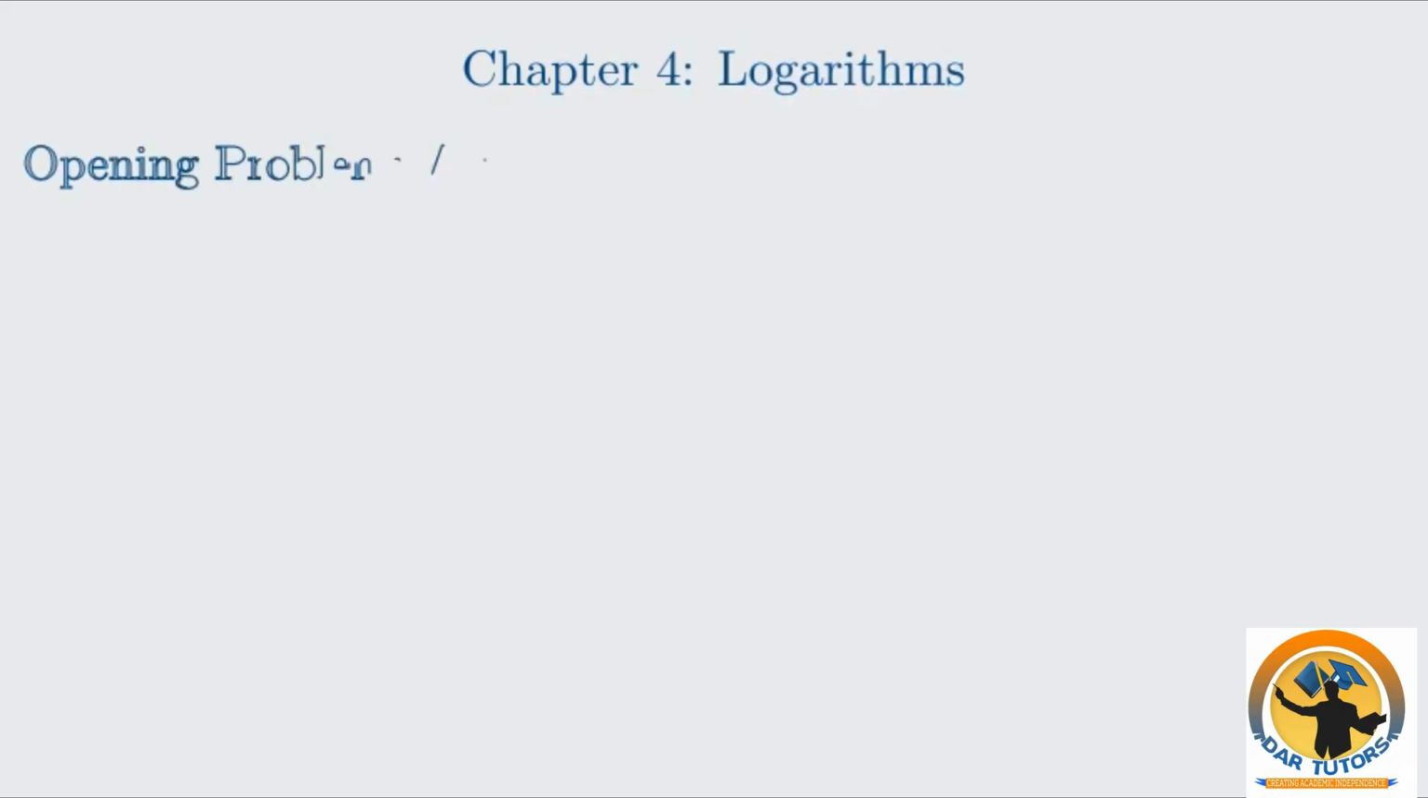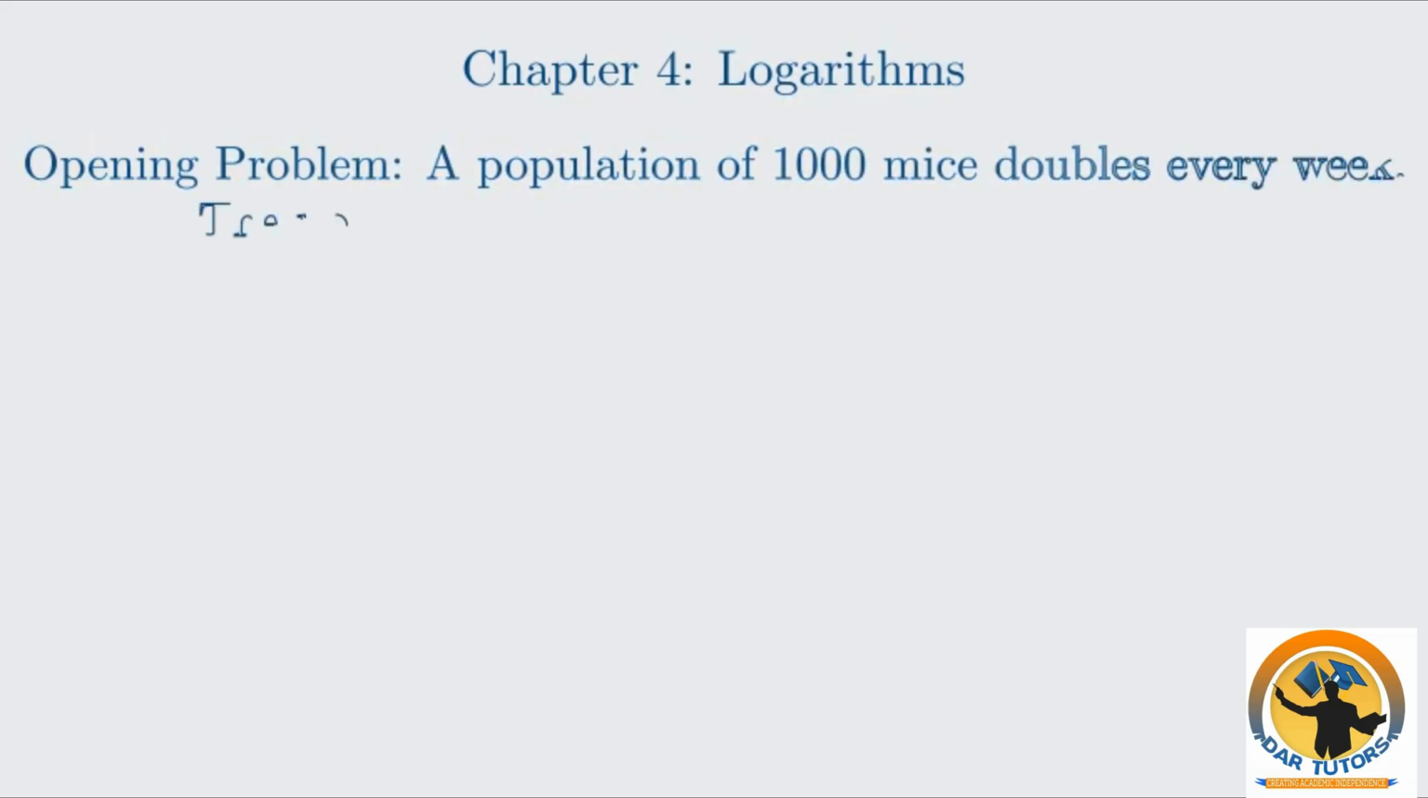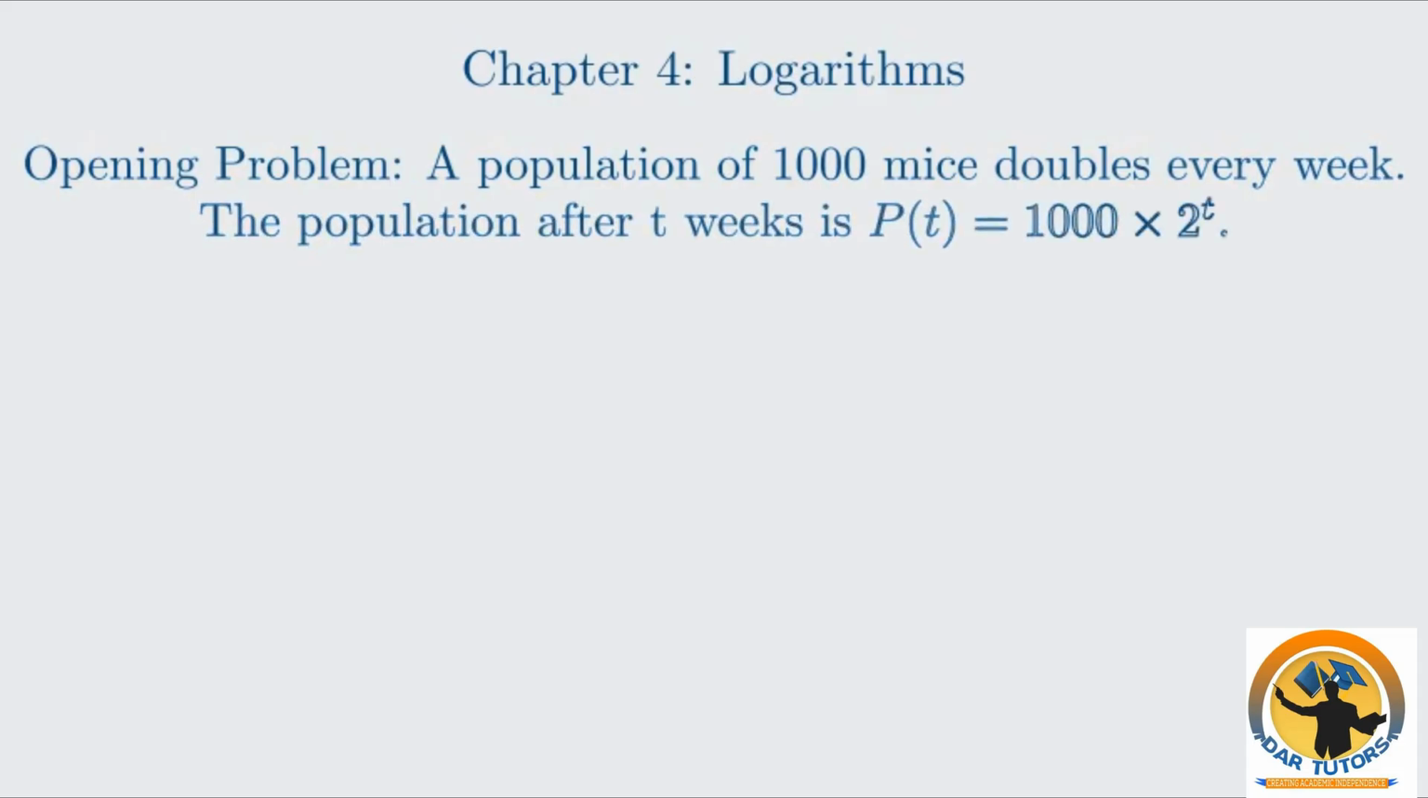Imagine a population of 1,000 mice that doubles every week. The population after t weeks is given by the exponential function p of t equals 1,000 times 2 to the power of t. Now, a natural question arises. How long will it take for the population to reach 20,000 mice? To find this, we need to solve the equation 20,000 equals 1,000 times 2 to the power of t.